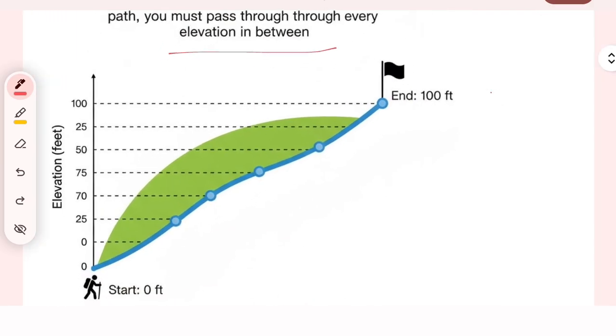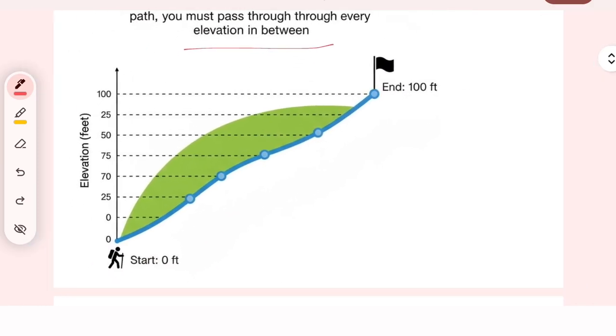So you start at 0, and you want to reach the end, the top of the hill, at 100 feet. The path is continuous. There's no skipping, no flying. You just walk from 0 to 100.